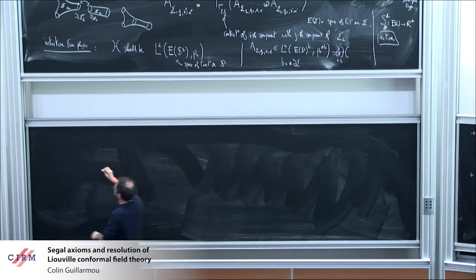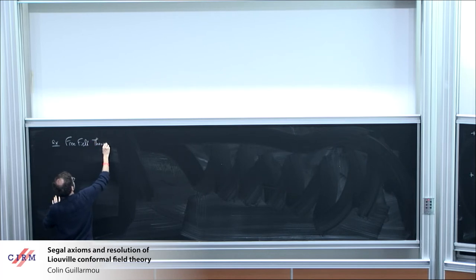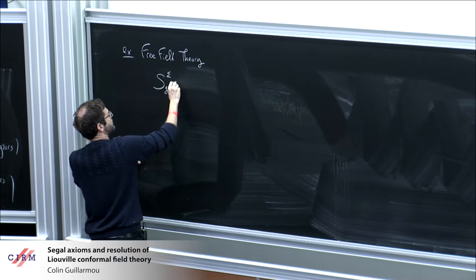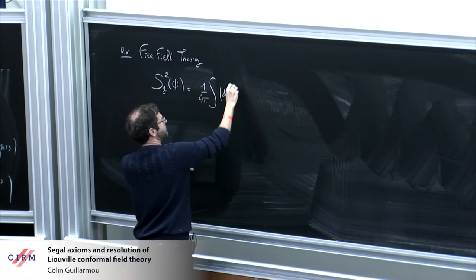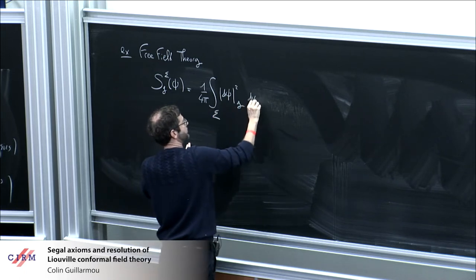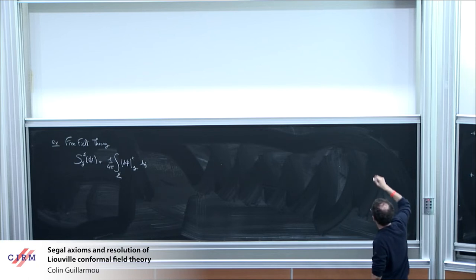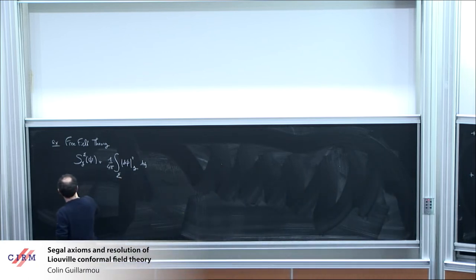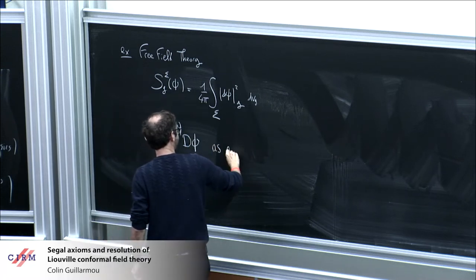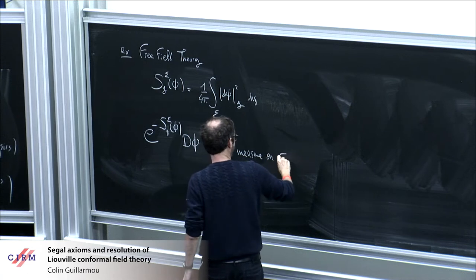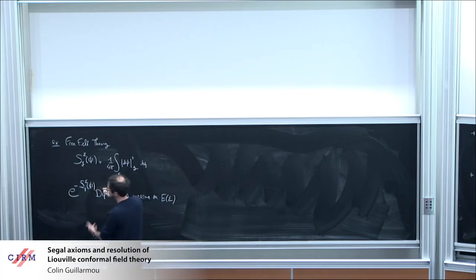An example is, for instance, the free field theory, where the action is just the integral, I put a 1 over 4 pi, of d phi where g and sigma. Okay. So this would be a Gaussian measure here. The idea is that you want to see exponential minus S sigma g phi d phi as a measure on the space of fields on the surface. Okay, and if you take for instance this thing, this would be a Gaussian measure.